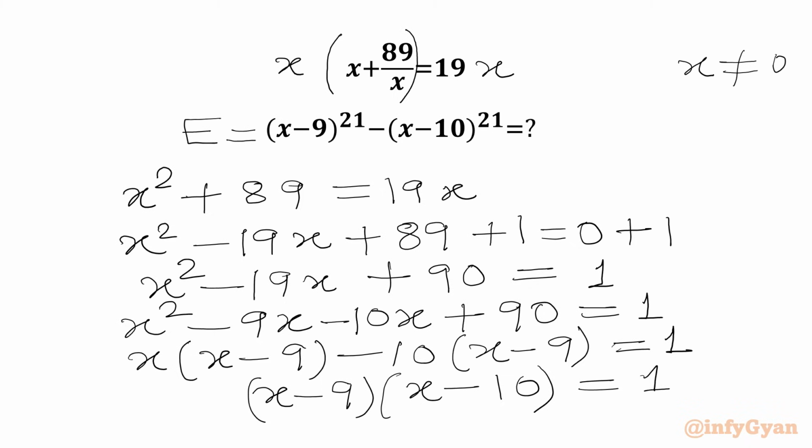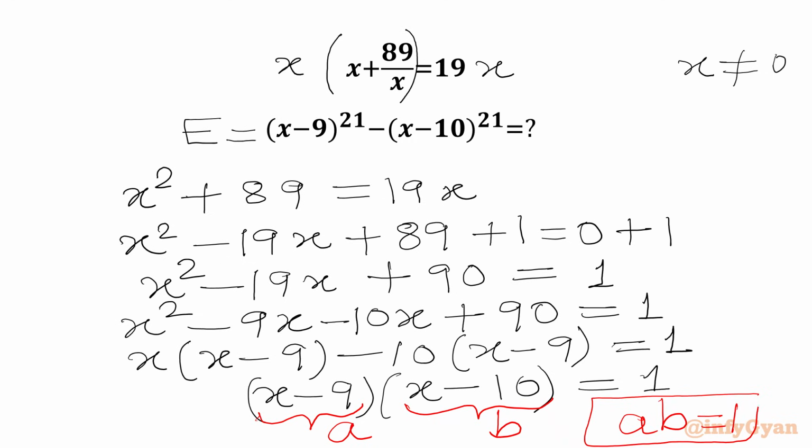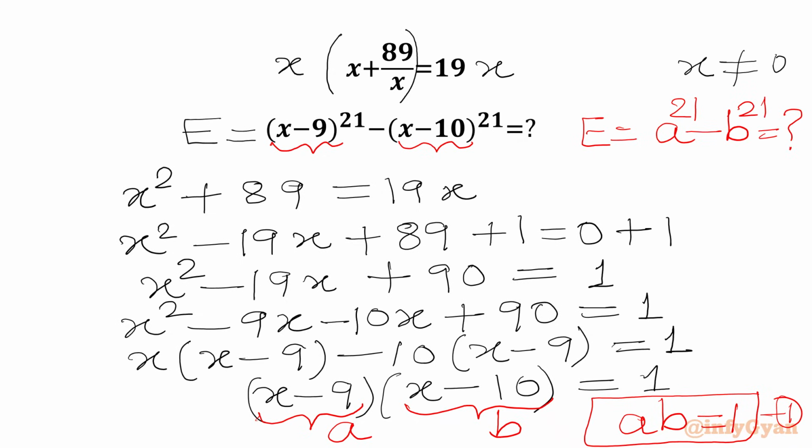Now we'll be using substitution. Let us say x minus 9 equal to a, x minus 10 equal to b. So from here I can write our first equation ab equal to 1. Then we have to evaluate E in terms of a and b because x minus 9 is a. So we will write E will be equal to a power 21 minus b power 21. This is our target expression.